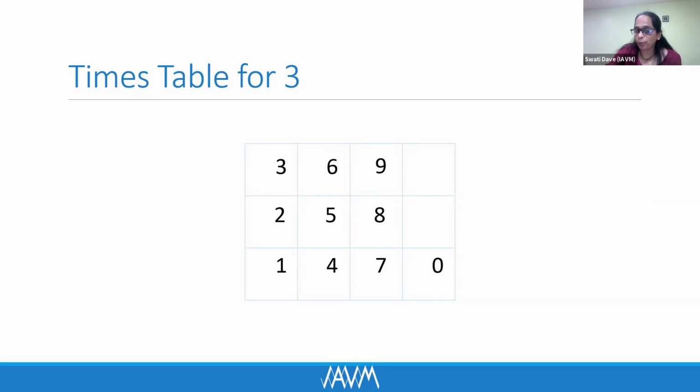Draw a square 4 by 3. Start from 1, 2, 3, 4, 5, 6, 7, 8, 9 and 0. 1, 2, 3, 4, 5, 6, 7, 8, 9, 0. Okay. And then 0, 0, 0, 1, 1, 1, 2, 2, 2 and 3. Voila, the times table is done.